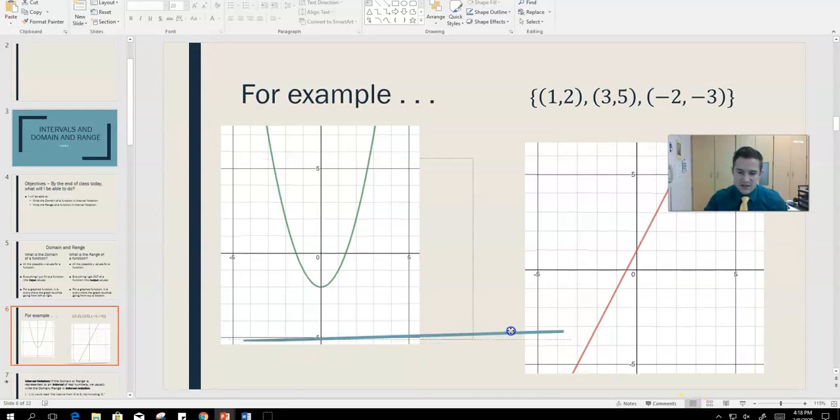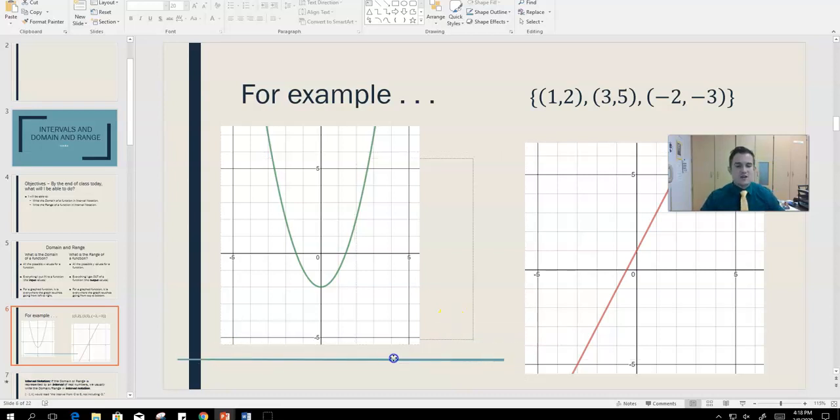So I'm going to rotate this line so it's horizontal. Now I'm going to talk about the range. Remember I mentioned that the range of a function is everywhere that the graph touches going from bottom to top or from top to bottom.